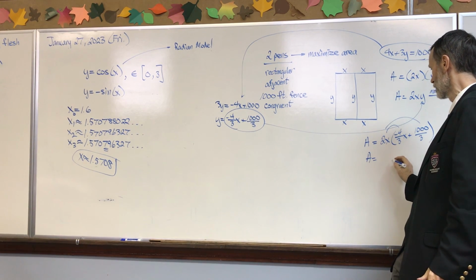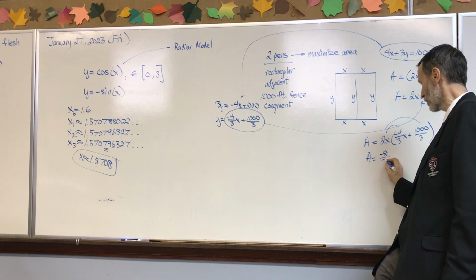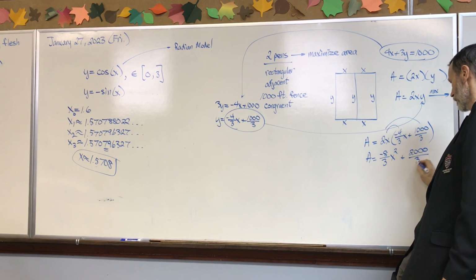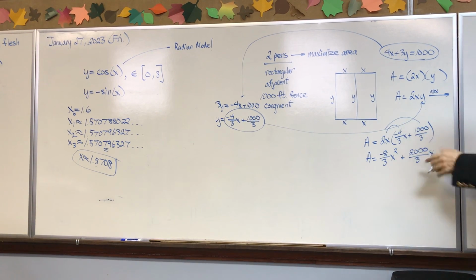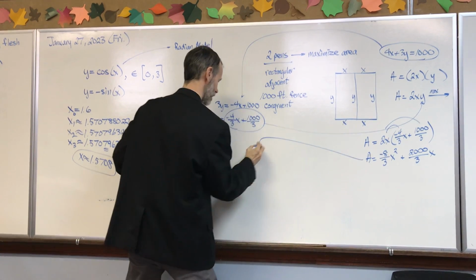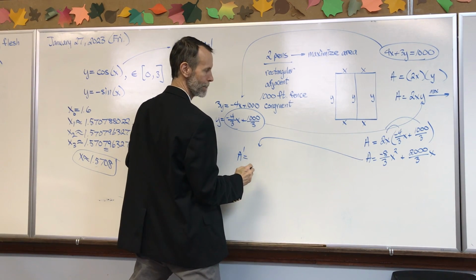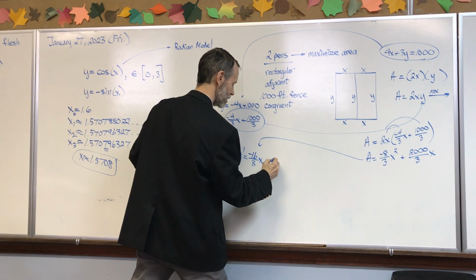So A equals negative 8 over 3 x squared plus 2,000 over 3 x. Very good. And you'll notice there are only 2 types of variable in there. I mean, it got a lot messier than 2xy, I'll admit. But I don't have 3 variables anymore. So, Becca, take over. Take the derivative of this thing. So A prime is equal to negative 16 over 3 x plus 2,000 over 3.